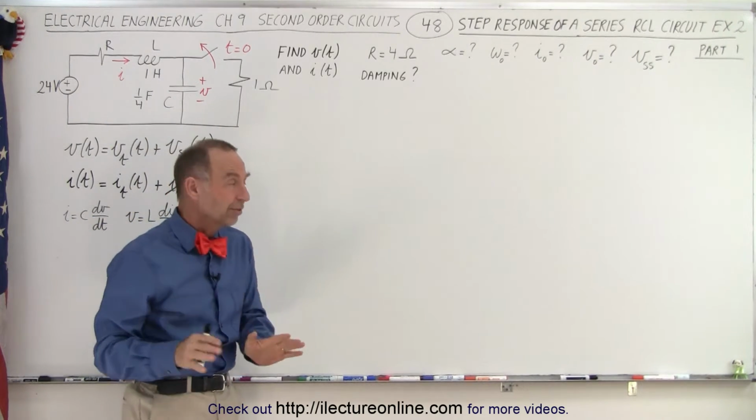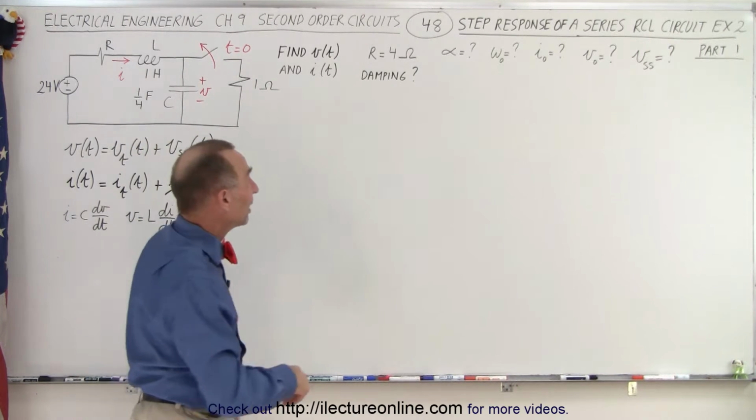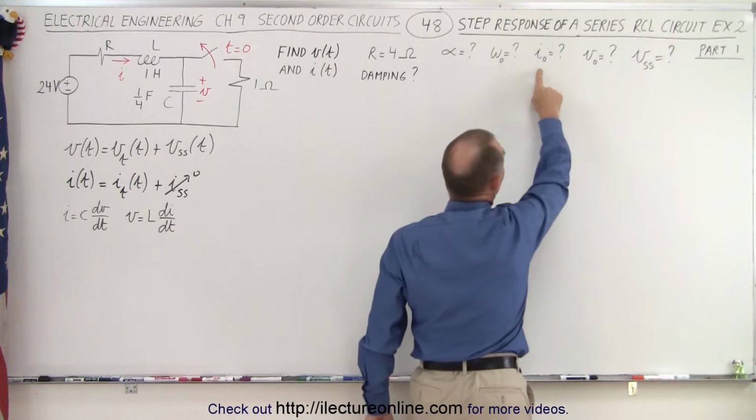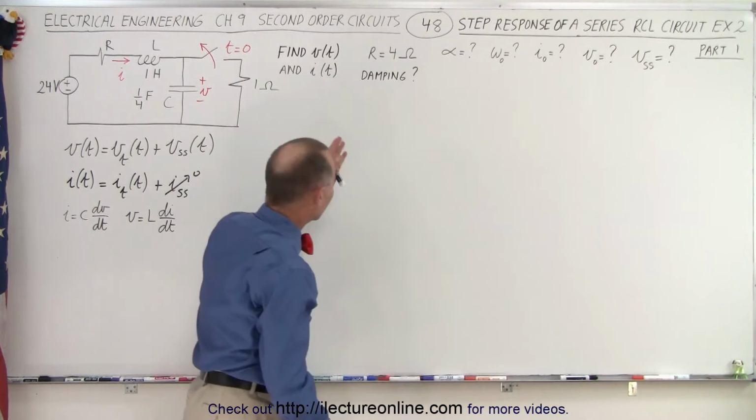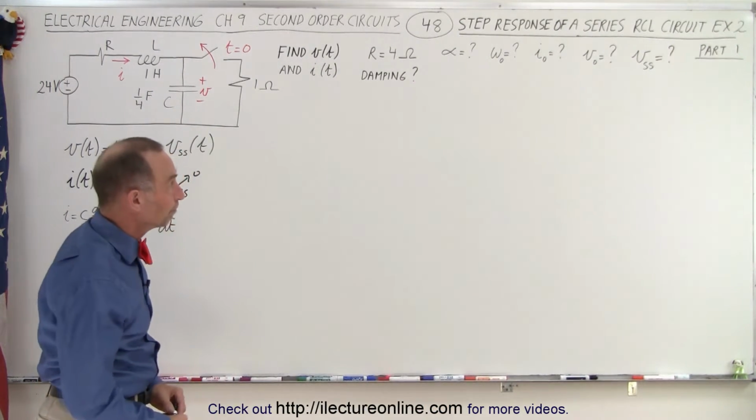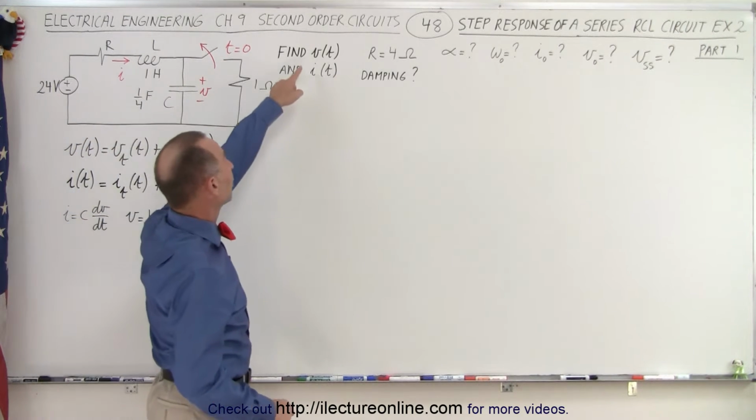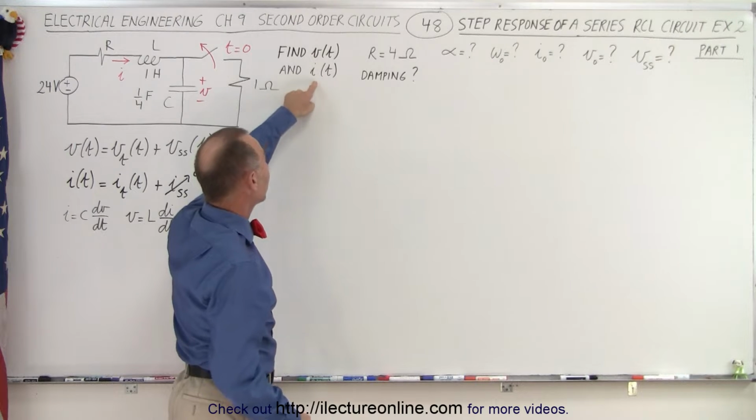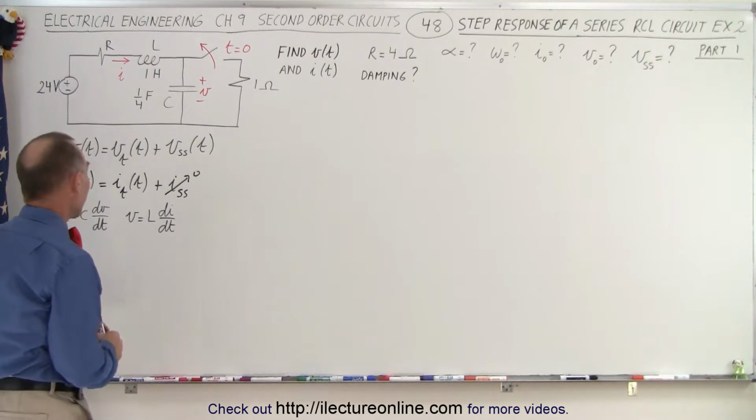I'm not sure how many parts I'm going to need, so let's start with part 1. And we should start with finding alpha, omega sub naught, the initial current, the initial voltage, and the voltage to steady state, and of course what kind of damping we're dealing with. That's a good start. Once we've done that, we're then able to find the voltage as a function of time and the current as a function of time. Also, these equations right here could be handy.